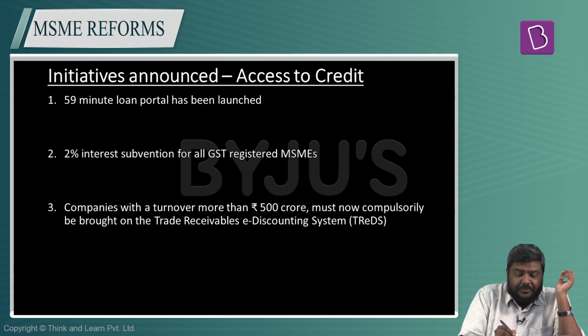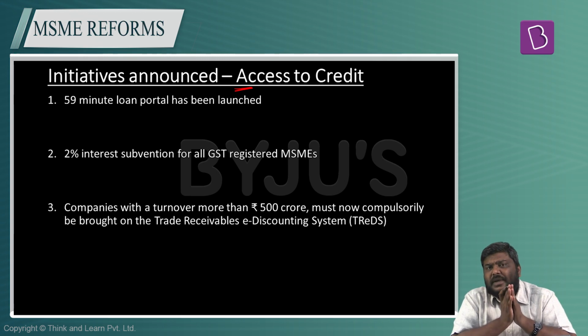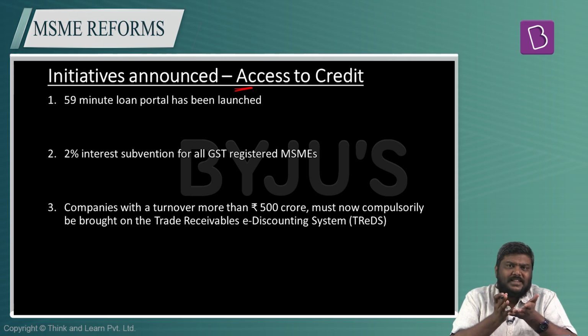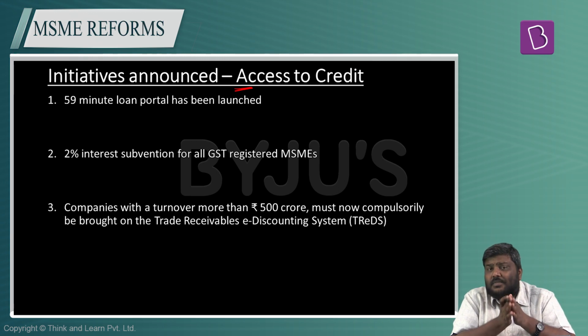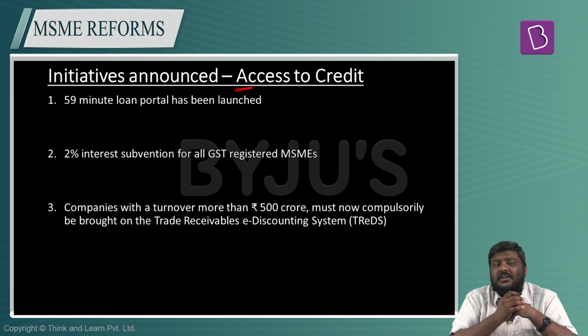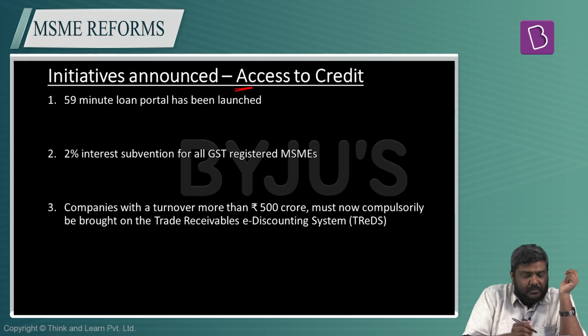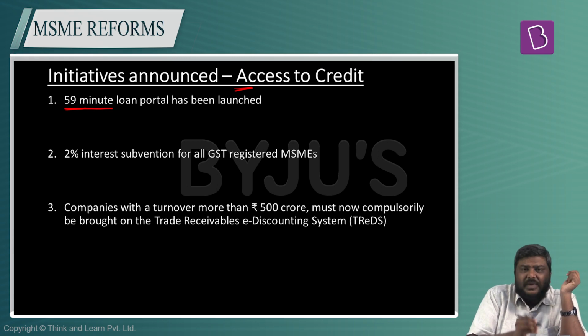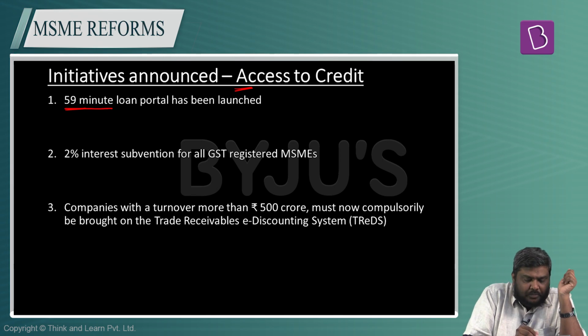Now let's have a look at the 12 initiatives which have been announced by Government of India to promote accessibility to credit, accessibility to market, ease of doing business, to provide certain security benefits to MSME employees, and so forth. The first reform which was announced was the biggest one, the 59-minute loan portal.